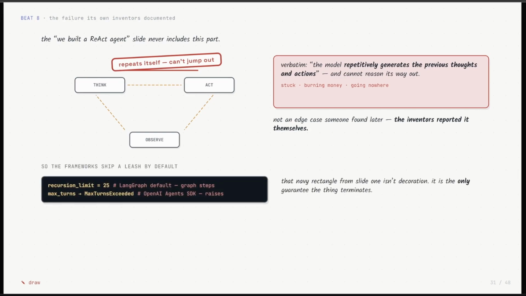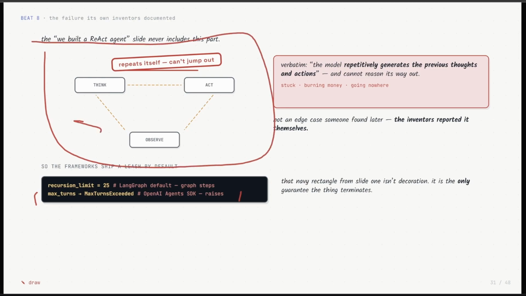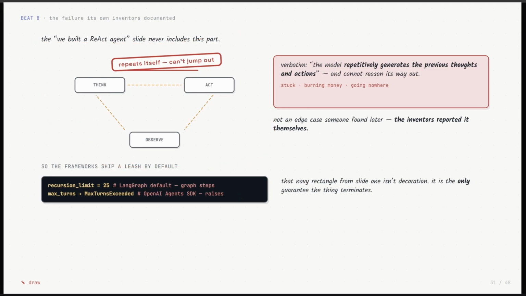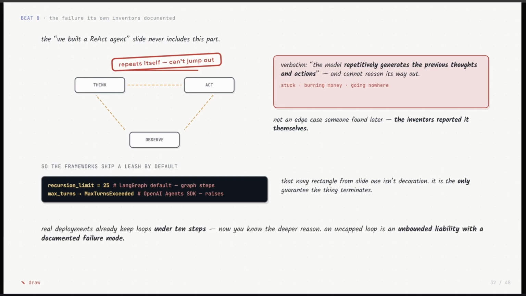Actually, LangGraph sets a recursion limit of 25, for example, on these loops, and that counts graph steps, not model calls. The OpenAI Agents SDK raises an exception when max turns is exceeded, where you define what max turns is. That navy rectangle that you have in front of you from slide 1 that we have discussed. Remember, a cap below a certain threshold of steps is the only guarantee that the loop terminates.